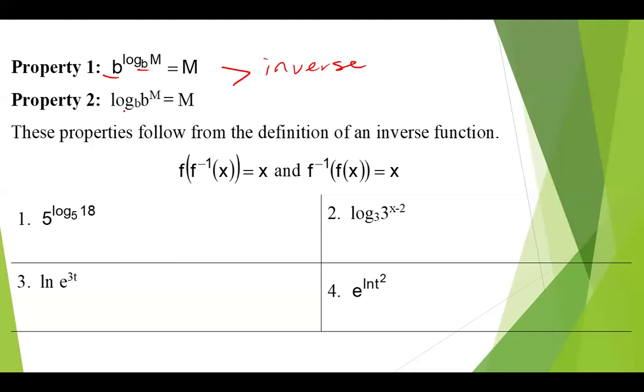If you have a log and the base of the log and the base of the argument are the same, guess what they're going to do? Cancel each other out. And it's just going to equal m. When we say cancel, that means that they equal 1. Does that make sense? Because is it necessary to write times 1? It is not at all.